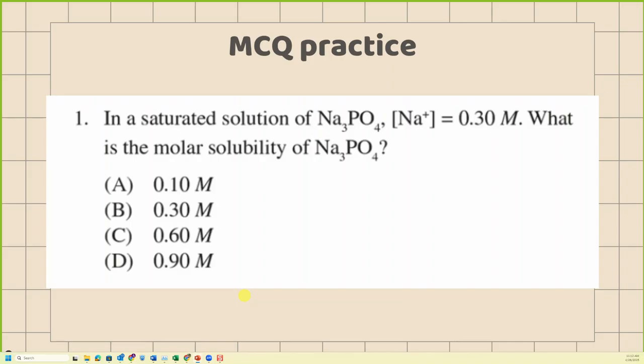Saturated solution of sodium phosphate. Okay. 0.3 molar. What is the molar solubility of sodium phosphate? Okay, that's a good question. I like this one.